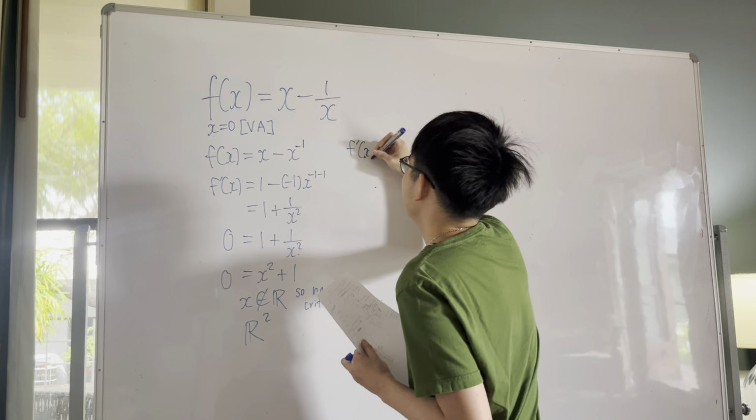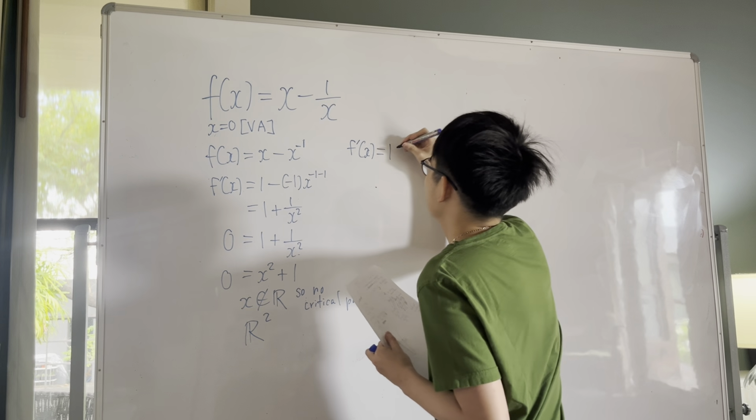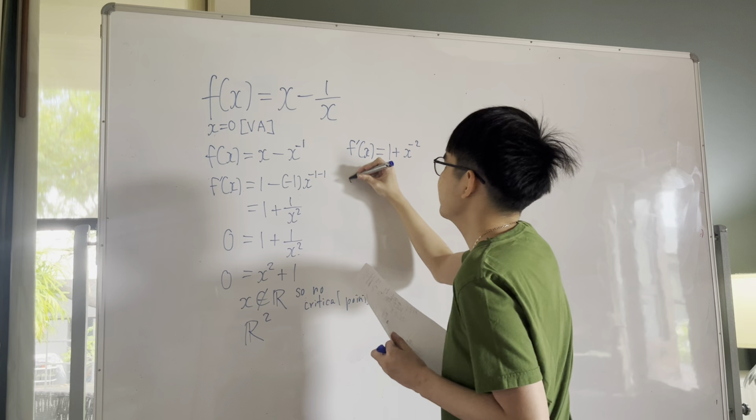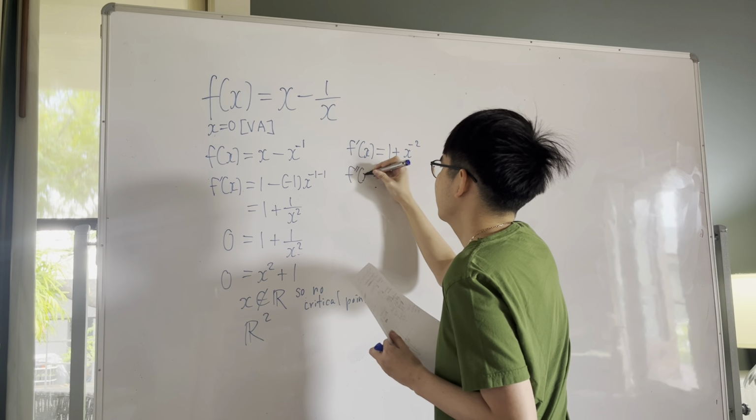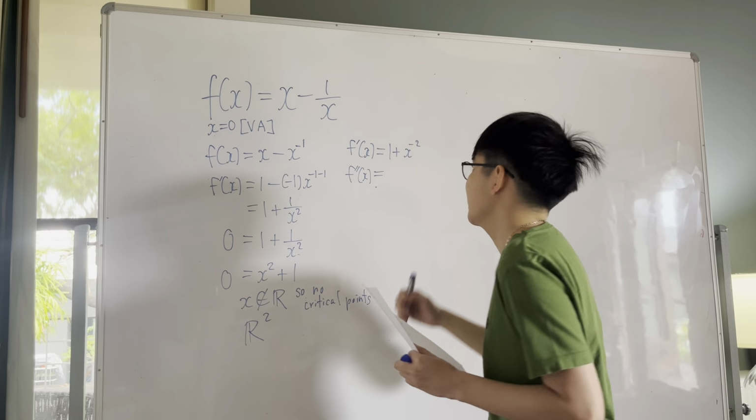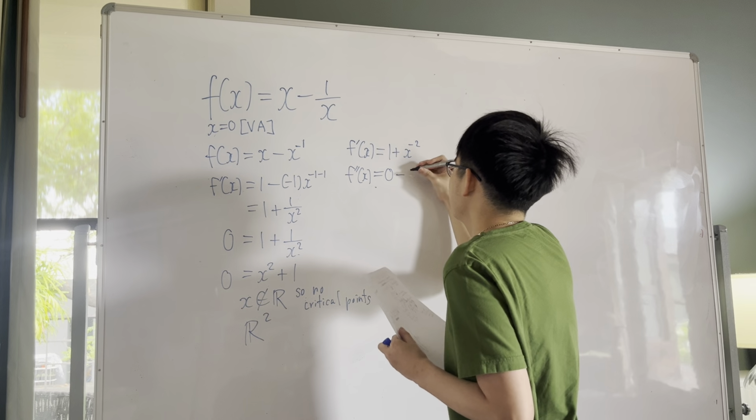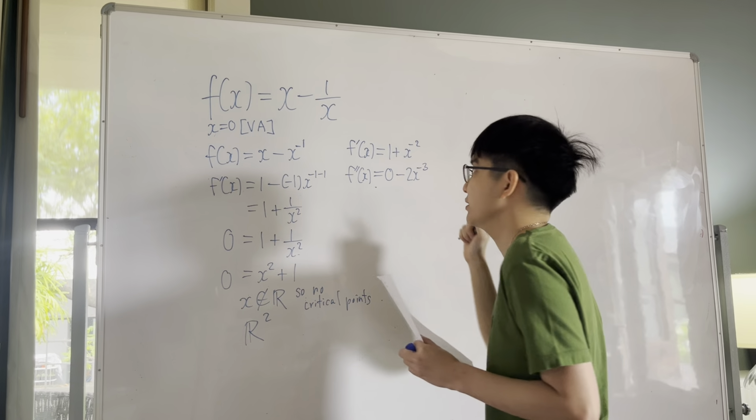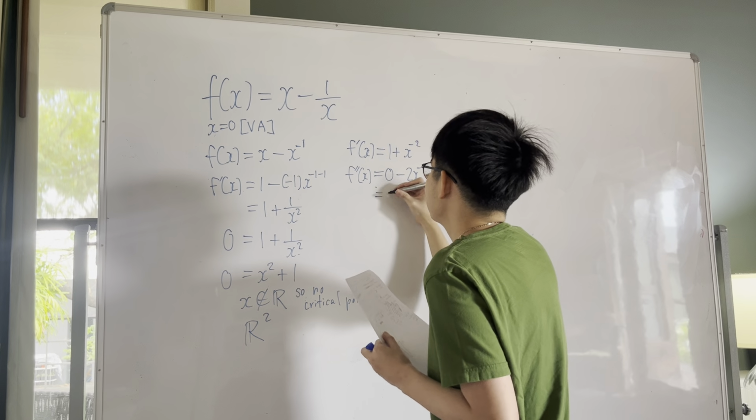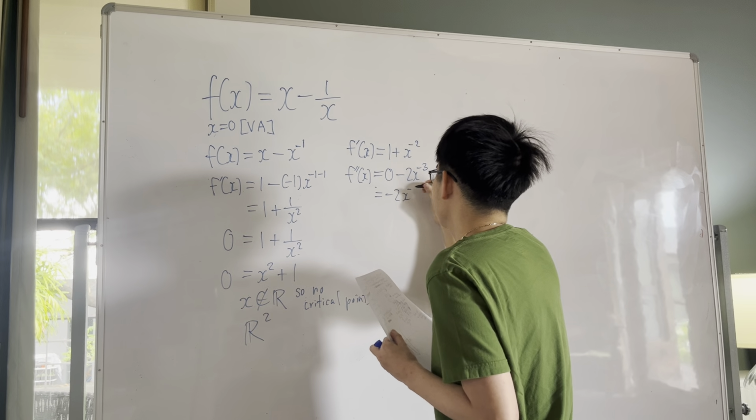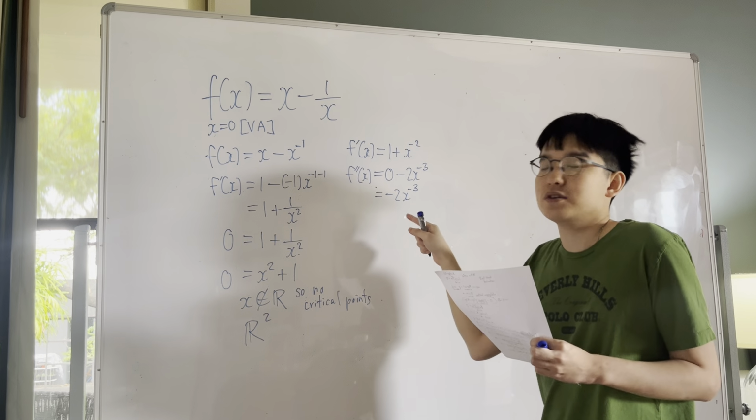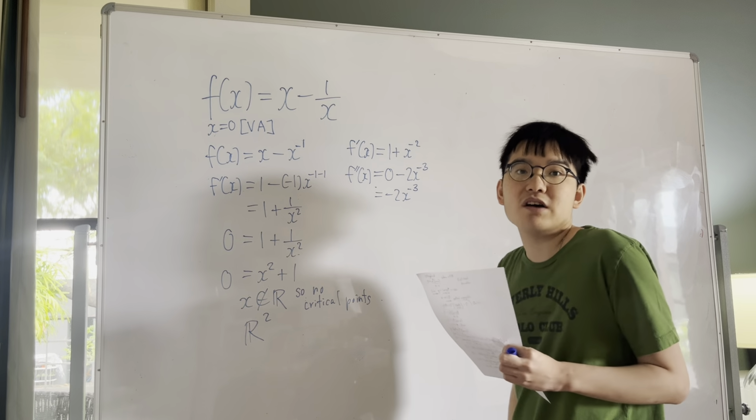And let me rewrite it again as 1 plus x to the minus 2. We do the same spiel by taking the derivative again, this will become 0. This will become minus 2, x to the minus 3, minus 2 minus 1. And so this is just minus 2, x to the minus 3. And here you might think, well, there's a negative sign, so this should be concave down everywhere.